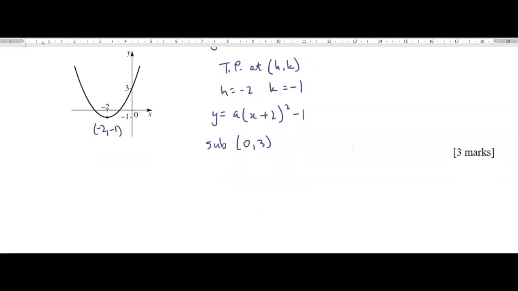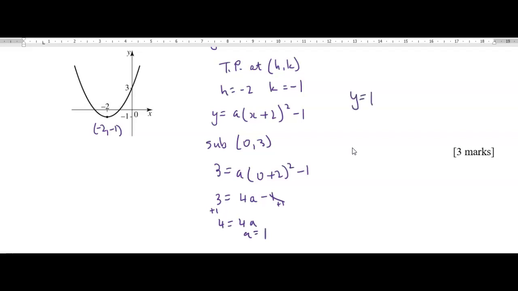I'm just going to scroll down so we've got a bit of space. Okay, so 3 equals a(0 plus 2) squared minus 1. So we're going to have 4a minus 1. Add 1 to both sides. So we're left with 4 equals 4a. So a is equal to 1. So our equation is y equals 1(x plus 2) squared minus 1.